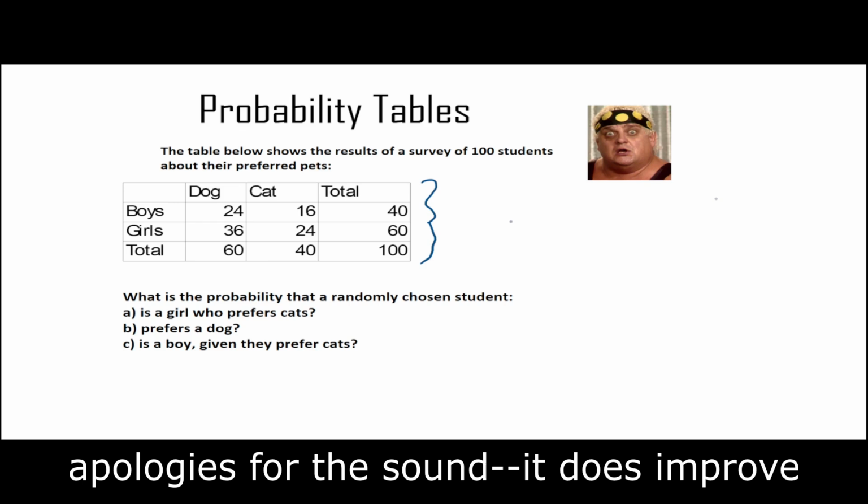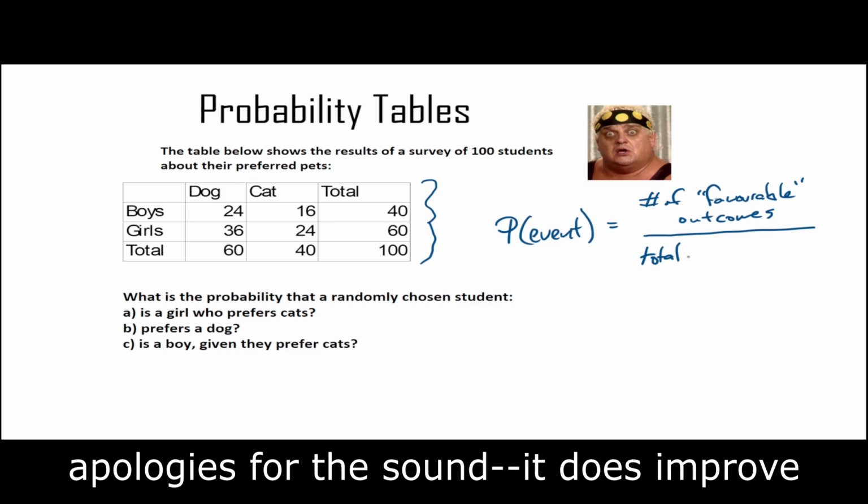But just remember that the probability of an event is going to be the number of favorable outcomes, that is the thing that you're actually looking for, divided by the total number of possible outcomes.